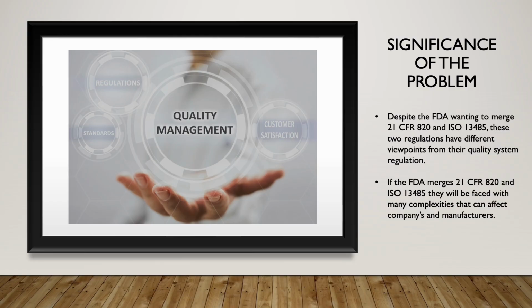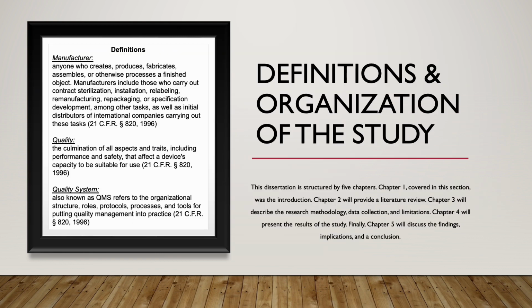Significance of the problem. Despite the FDA wanting to merge 21 CFR 820 and ISO 13485, these two regulations have different viewpoints in what a quality system regulation is. If the FDA merges 21 CFR 820 and ISO 13485, they will be faced with many complexities that can affect companies and manufacturers. Definitions and organization of the study.